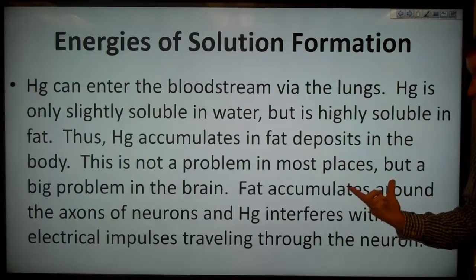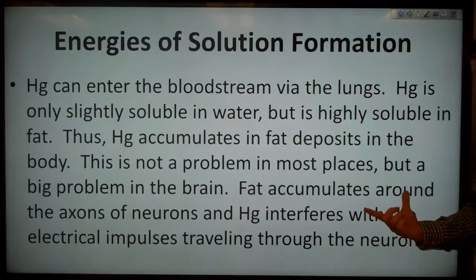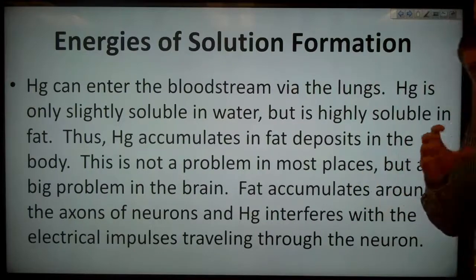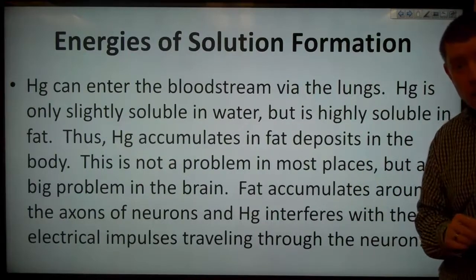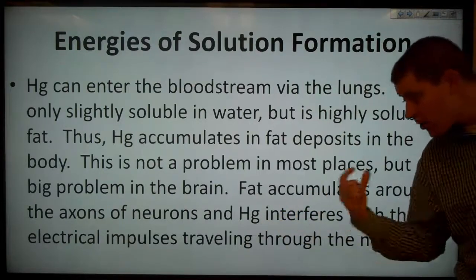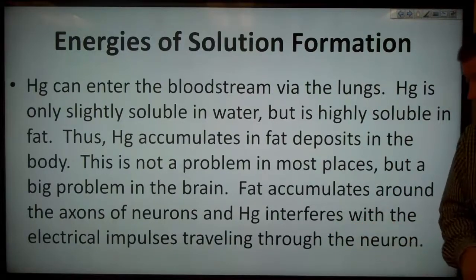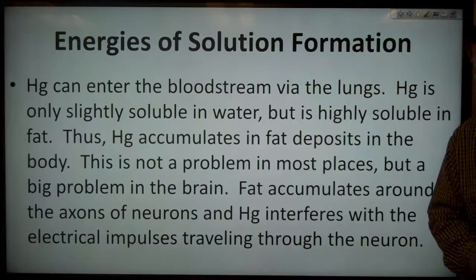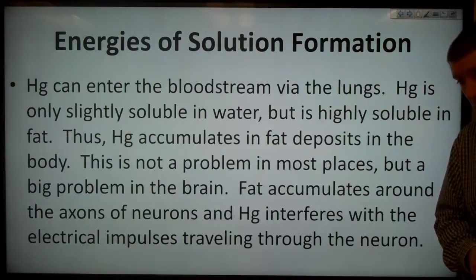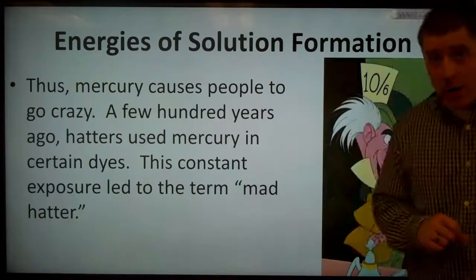This is not a problem in most places in your body, but it's a very big problem in the brain, because around the axons of neurons in your brain, there are fat deposits, and this means that the mercury accumulates in those fat deposits, and it's able to interfere with the electrical impulses traveling through the neuron. If the mercury is interfering with the impulses traveling through the neurons in your brain, that means your neurons aren't working correctly. That basically means your brain is not working correctly. That means that you end up going crazy.